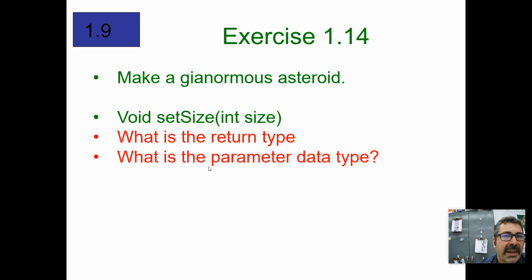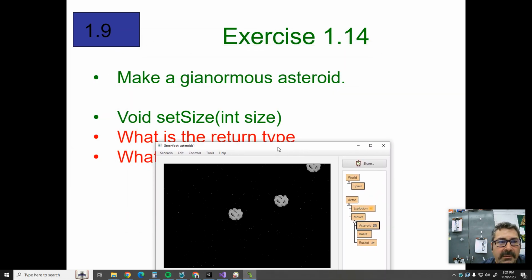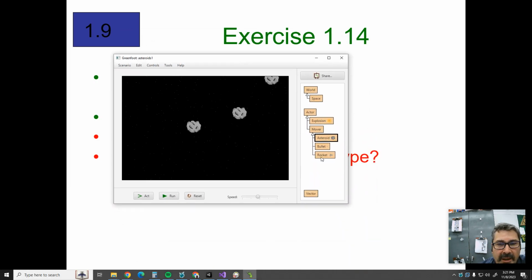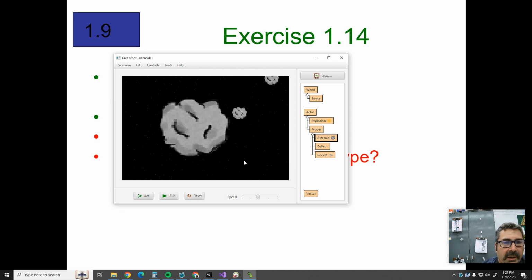Okay, make a ginormous asteroid. What is the return type? What is the parameter data type? Okay, so make a ginormous asteroid. Make sure you know how to do it. So I'm going to right click on the asteroid and I'm going to say set size, in size. So I'm going to say 300. Click OK. Right, I can make the asteroid bigger.